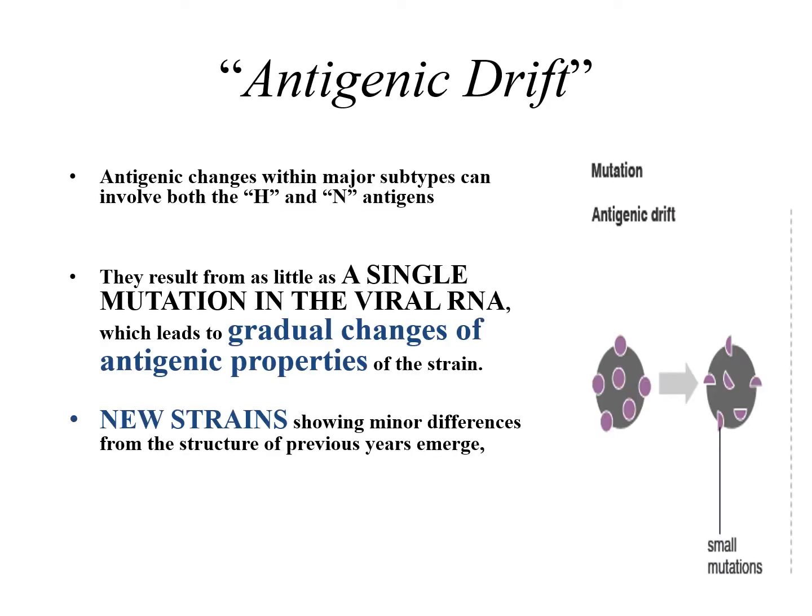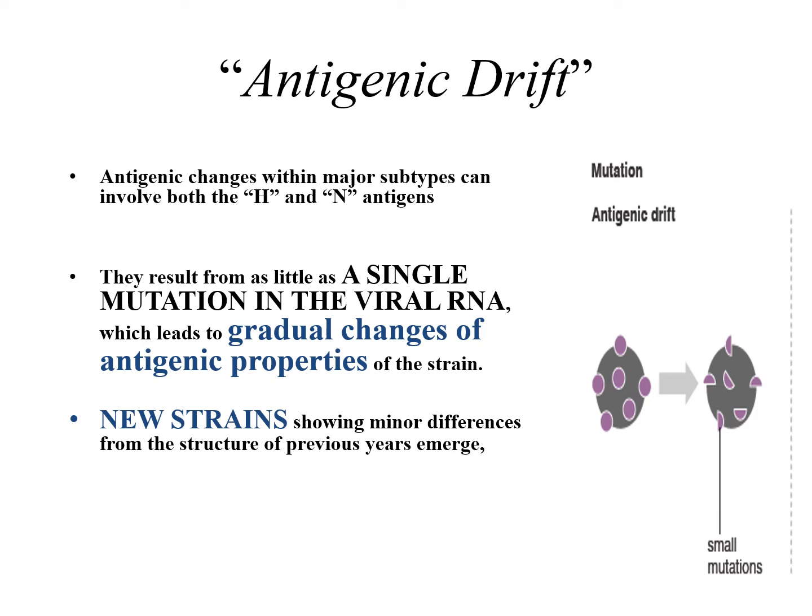What's antigenic drift? Antigenic drift changes within major subtypes can involve both H and N antigens. Antigenic drift is defined as a single mutation in the viral RNA which leads to gradual change of antigenic properties of the strain. How does this occur? It occurs because the virus has an RNA-dependent RNA polymerase, which is encoded by the virus, and this RNA-dependent RNA polymerase lacks proofreading. So every 2,000 to 10,000 nucleotides, it's going to introduce a single point mutation.